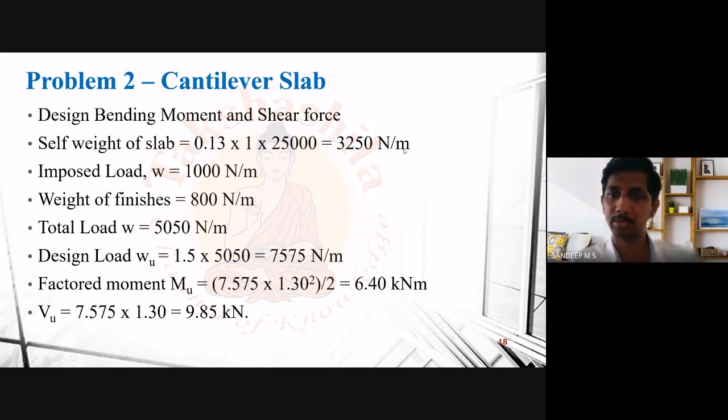So that will give you 3250 Newton per meter. So please take care of the units. In the previous problem, I think we have substituted as 25, but here we have substituted as 25,000 because we are calculating the final answer in terms of Newton per meter, not in terms of kilonewton per meter.